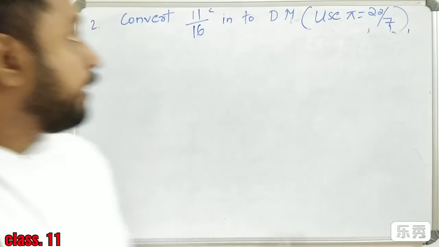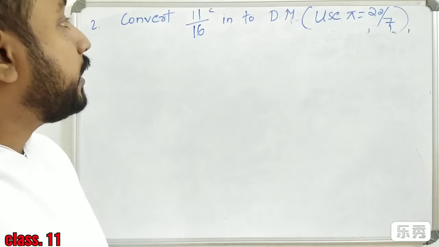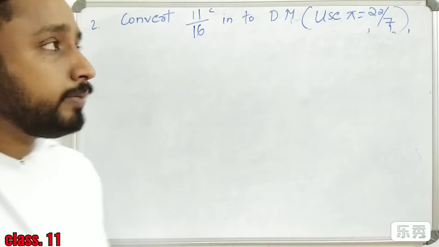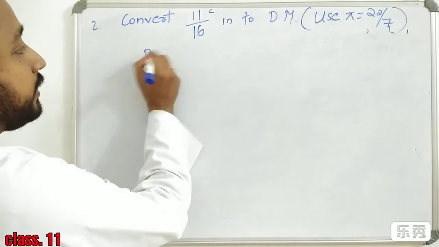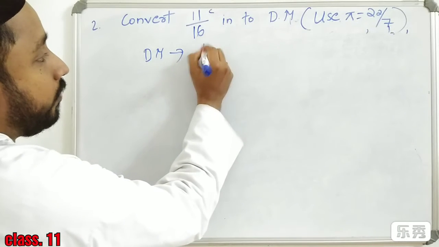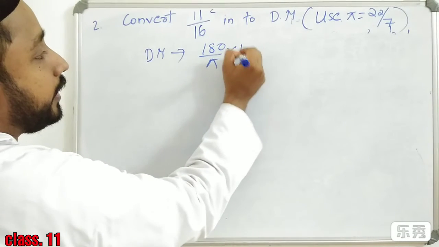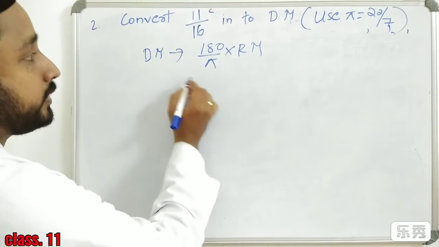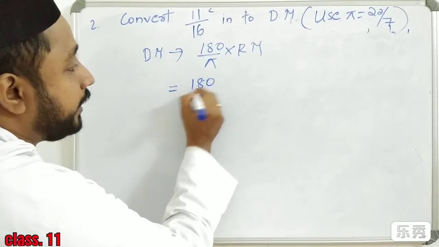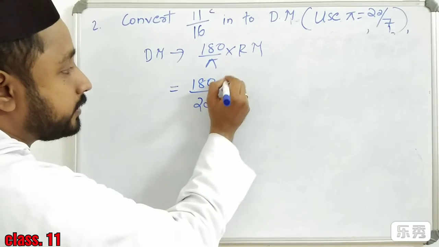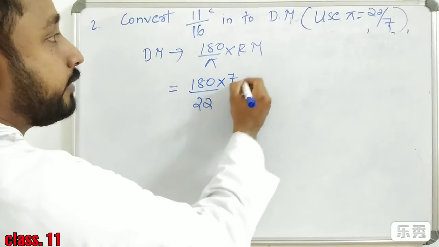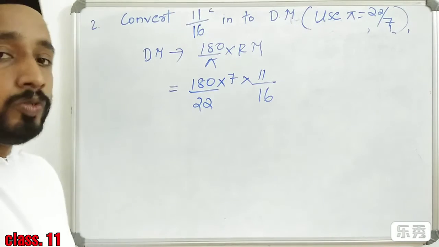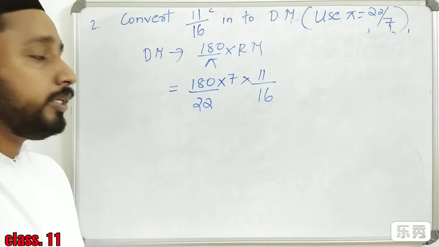Okay. Another question, convert 11 by 16 radian into degree measure. Use pi is equal to 22 by 7. So for degree measure, how can you change? 180 by pi into radian measure. Isn't it? 180 by pi into radian measure. Pi is equal to 22 by 7, which is equal to 180 by 22 by 7, means 7 will become the numerator into radian measure 11 by 16. So 180 into 7 into 11 divided by 22 into 16.